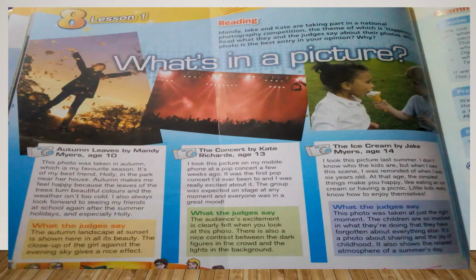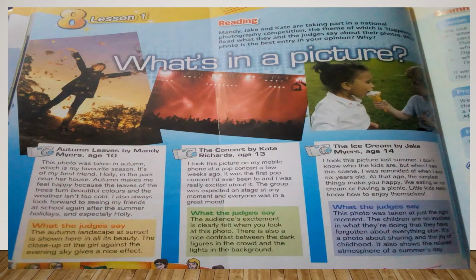Now we are going to read together about photos that Mandy, Kate, and Jake have taken, which are in a national photography competition. As you read, try to find out what the children and the judge say about the photos. Then decide which photo is the best entry.